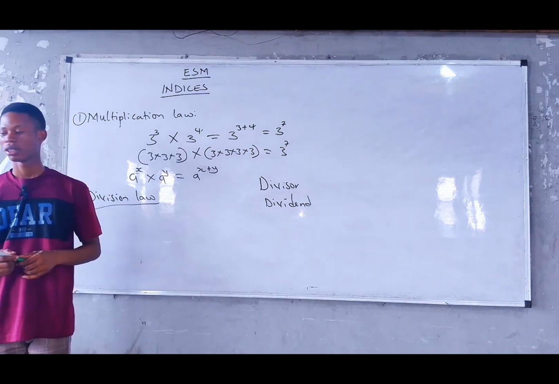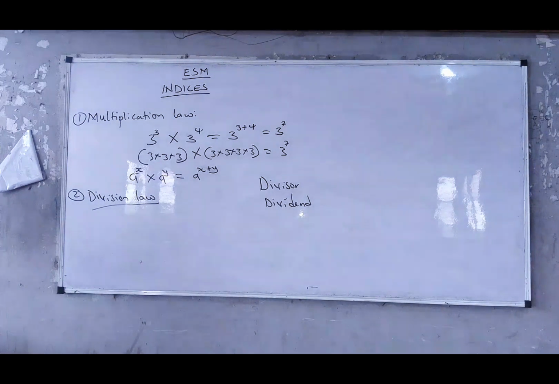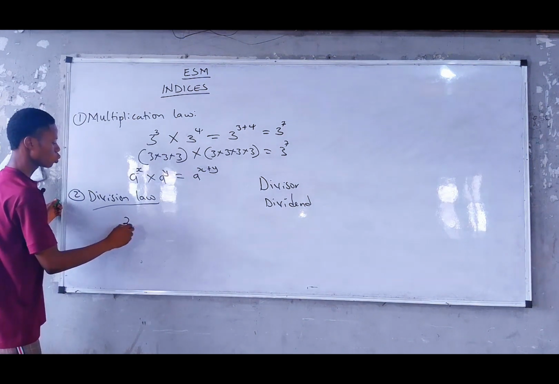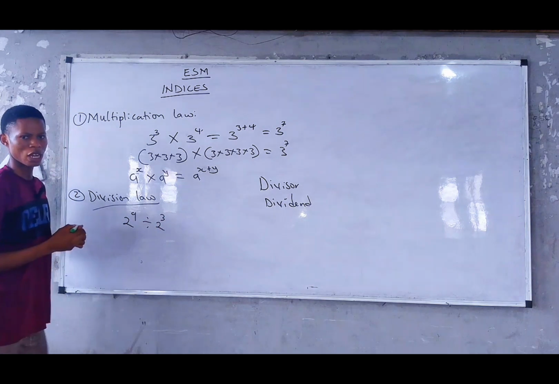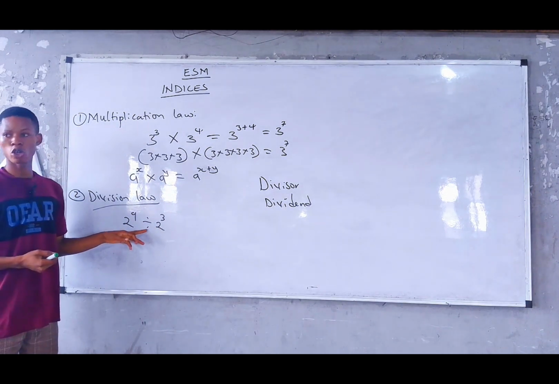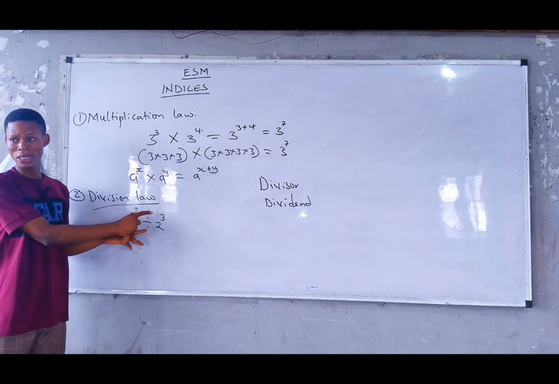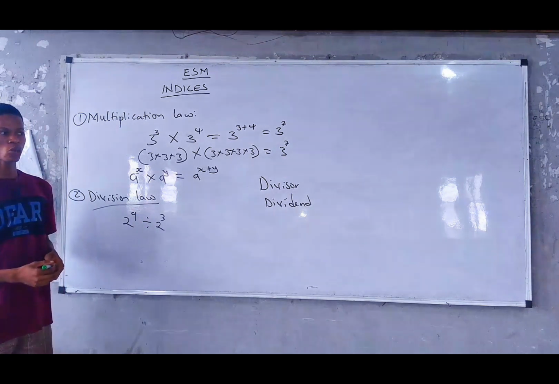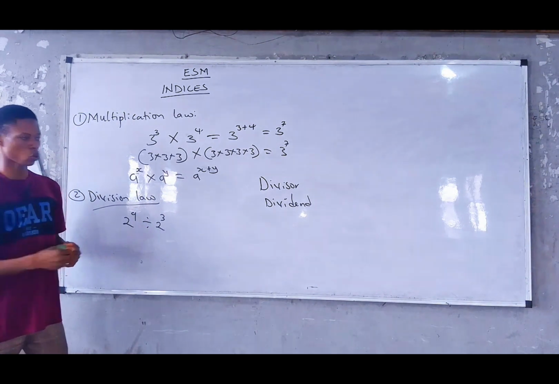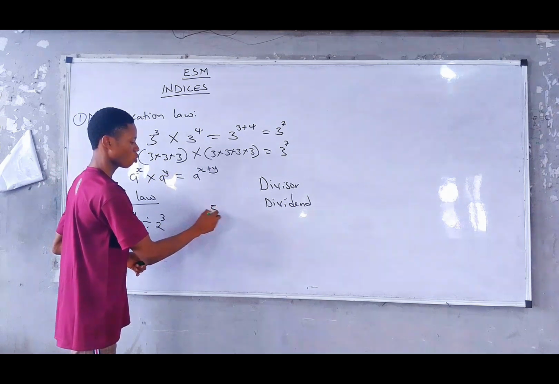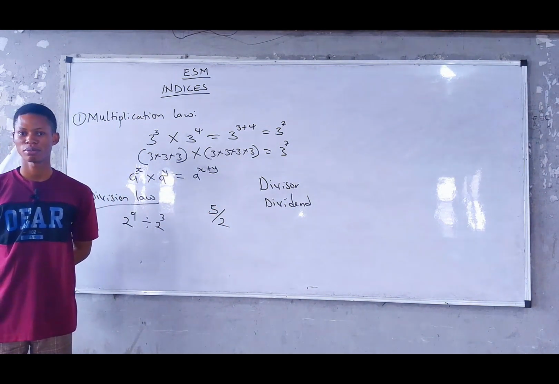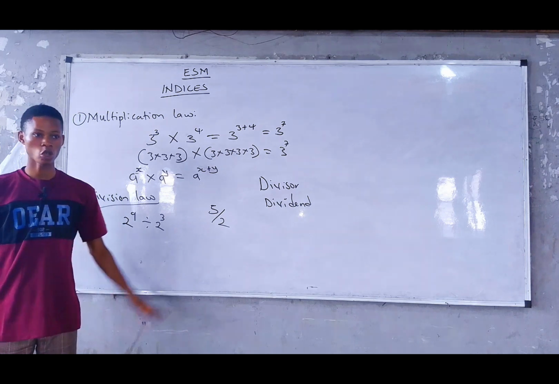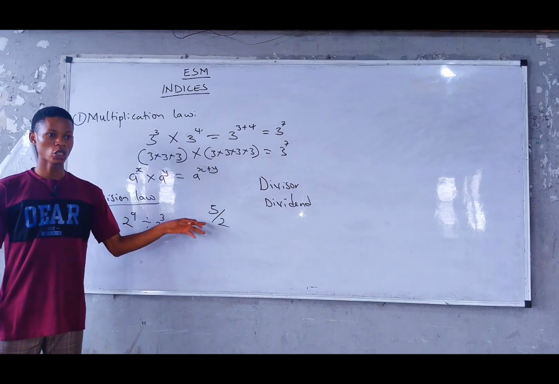Division law. All right, so for example, let's look at 2 raised to power 9 divided by 2 raised to power 3. Now, if here was multiplication, what will you do? You add, right? But you know when they say something is a dividend and a divisor, if I have something like this, 5 over 2, which one is the divisor and which one is the dividend? The divisor is 2, right? And the dividend is 5.